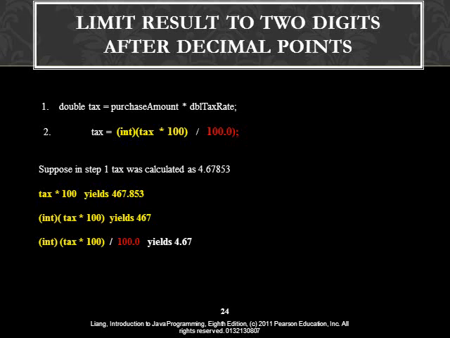$4.67. If I wanted three decimal places, I could multiply by 1,000, create an integer, and then divide by 1,000. If I wanted one decimal place, multiply the result by 10, create an integer, and then divide by 10, and I'd end up with one decimal place.